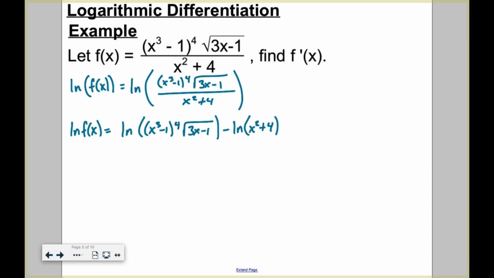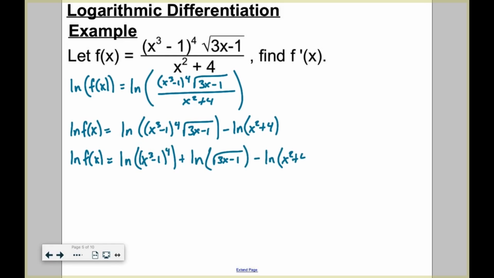And now we can continue breaking this up. So we have the natural log of f of x is equal to the natural log of x cubed minus 1 to the fourth plus the natural log of the square root of 3x minus 1 minus the natural log of x squared plus 4. And then we can continue simplifying now, dealing with the exponents.